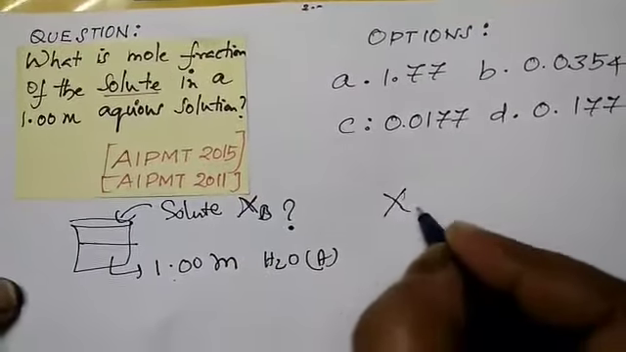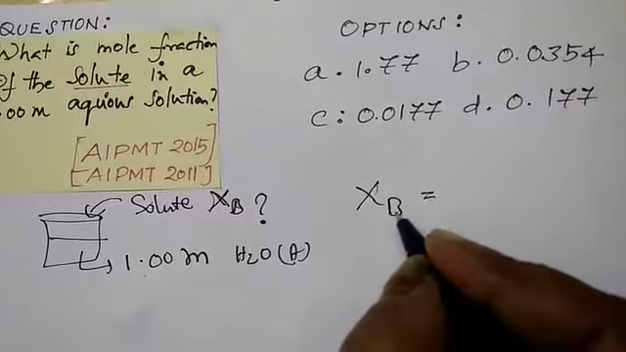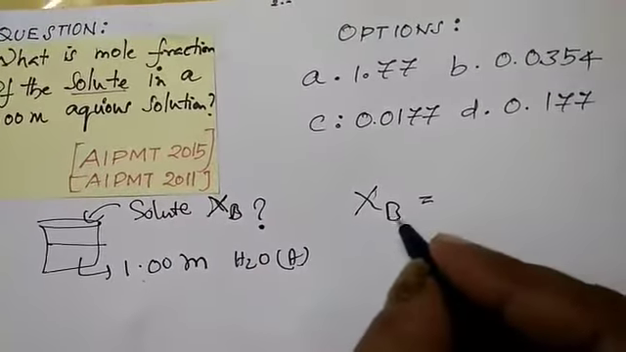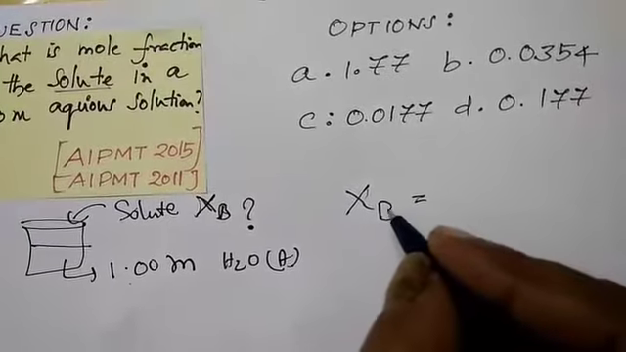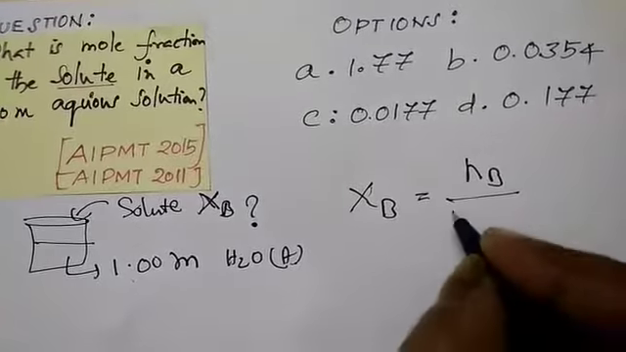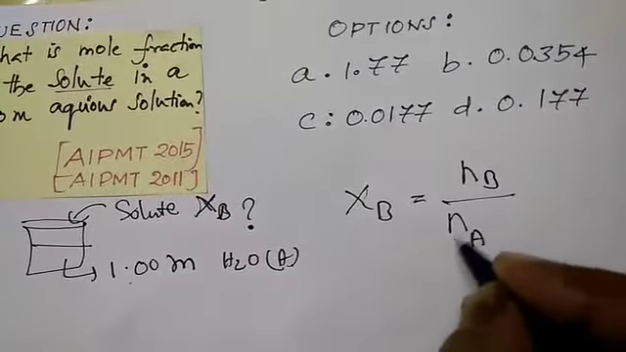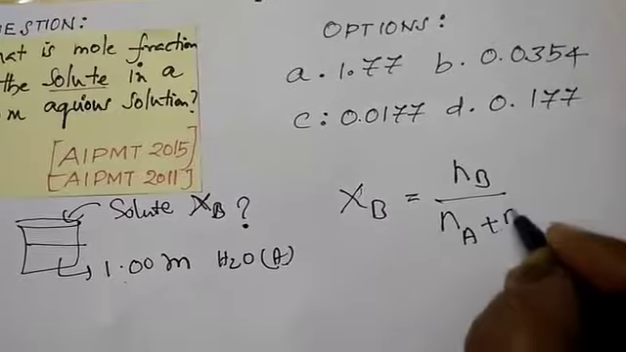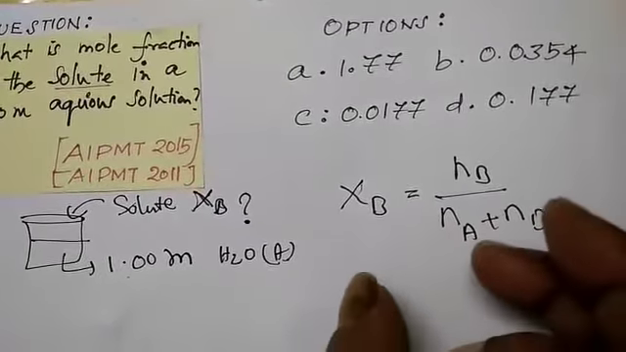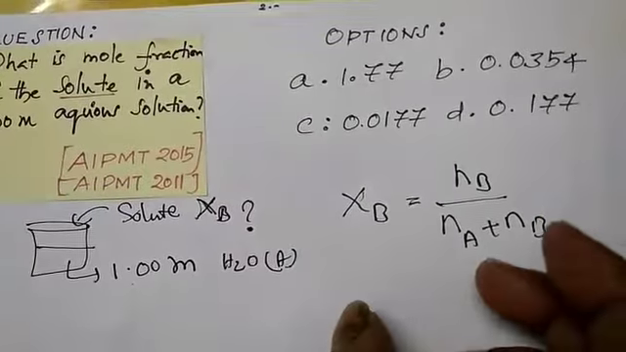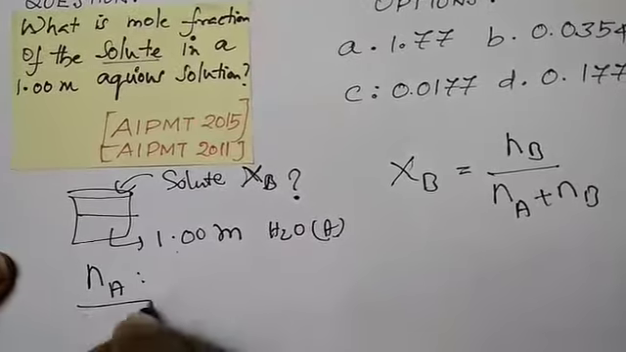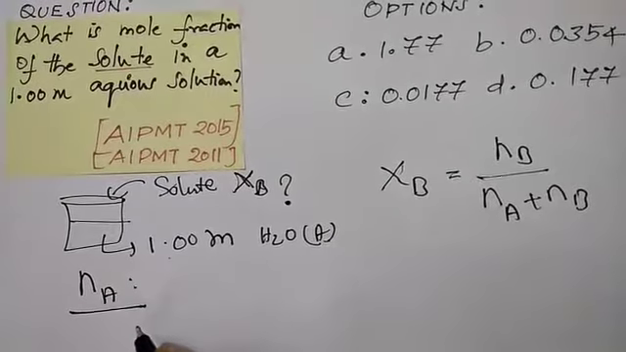Now let us write the first formula. Usually A is for solvent, B for solute. XB, the mole fraction of solute, is equal to number of moles of B divided by the total number of moles, that is number of moles of water plus number of moles of solute. Now our work is to find the number of moles of A and the number of moles of B.